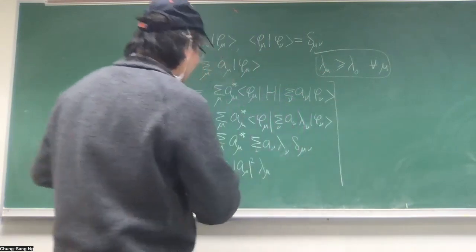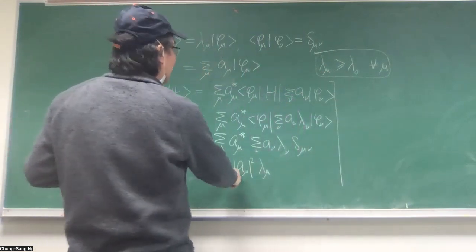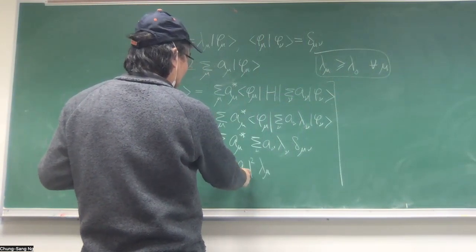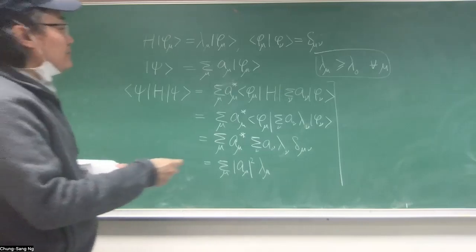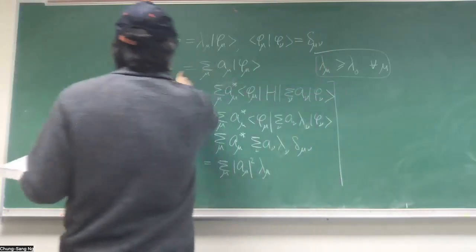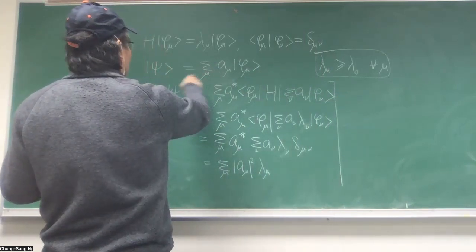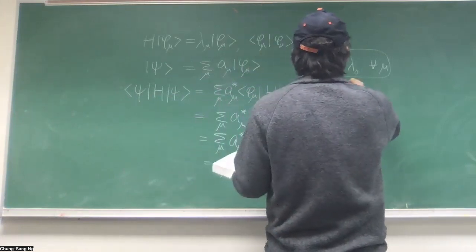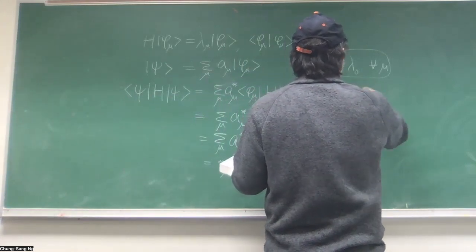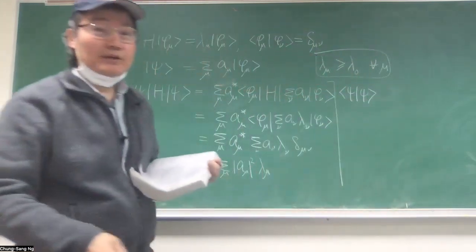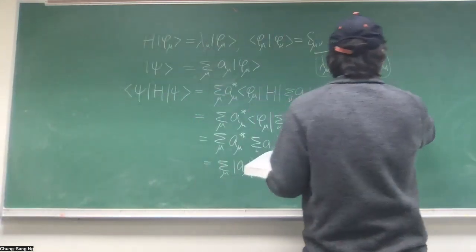So, quite obviously, the absolute value squared of each mu amplitude is less than one, assuming this is also normalized. When you write it like that, psi, by definition, equals one because it's normalized. Equals one.